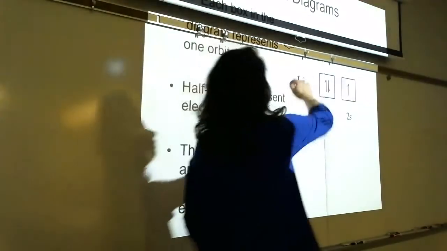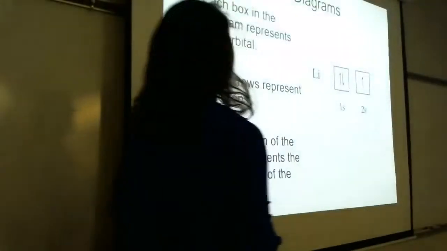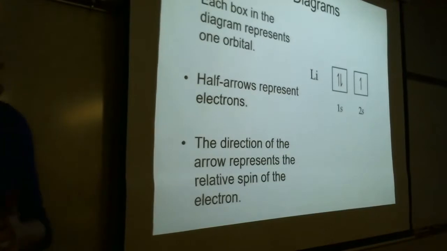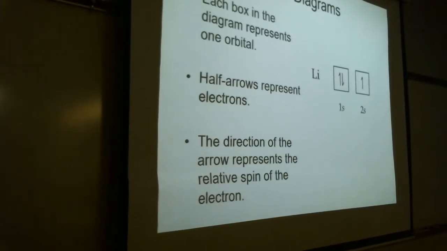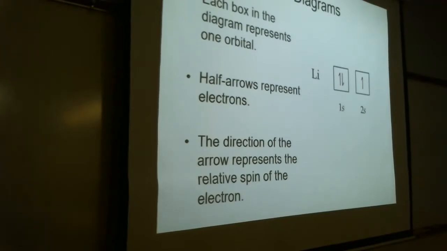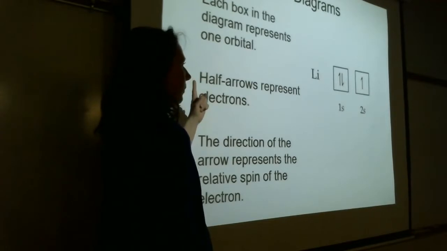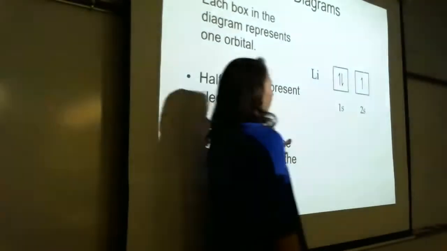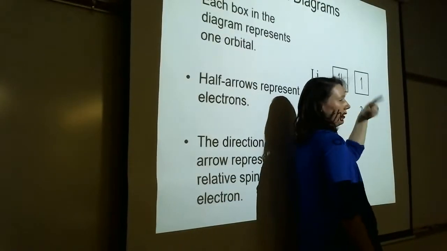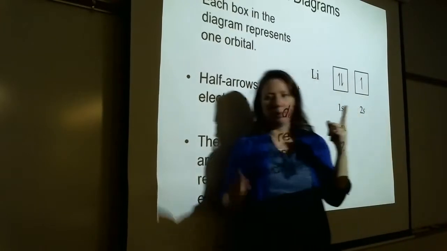Orbital diagrams are just another way to represent an electron configuration. They're just the exact same information represented again. You're going to use half arrows to represent electrons, one pointing up, one pointing down, because in a given orbital, if you have two electrons, one's rotating clockwise and one's rotating counterclockwise. So that's why you've got one up and one down.